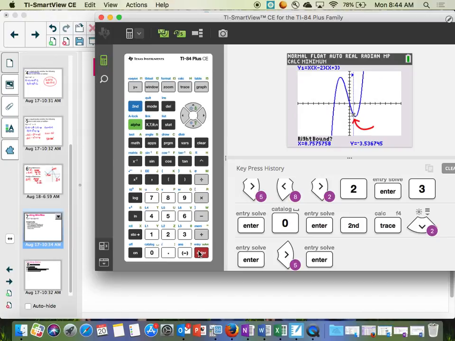Now it asks for right bound. So I'm going to toggle to the right until I'm on the right side of where I think that minimum is, and I'm going to hit enter. And it says guess. Just hit enter again, and then it'll give you the coordinate of the minimum.